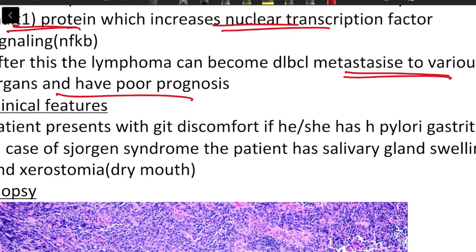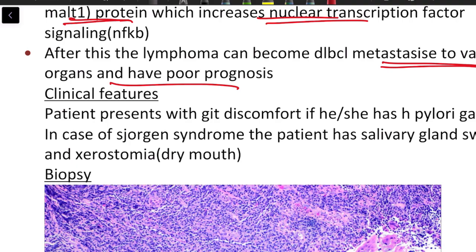And in case of Sjögren syndrome, it is an autoimmune disorder in which the body attacks its own salivary glands. I will talk about it in my later videos, but the patient has salivary gland swelling and there is xerostomia, because since the salivary gland cells are being destroyed, the saliva is not being produced, and the patient has dry mouth.